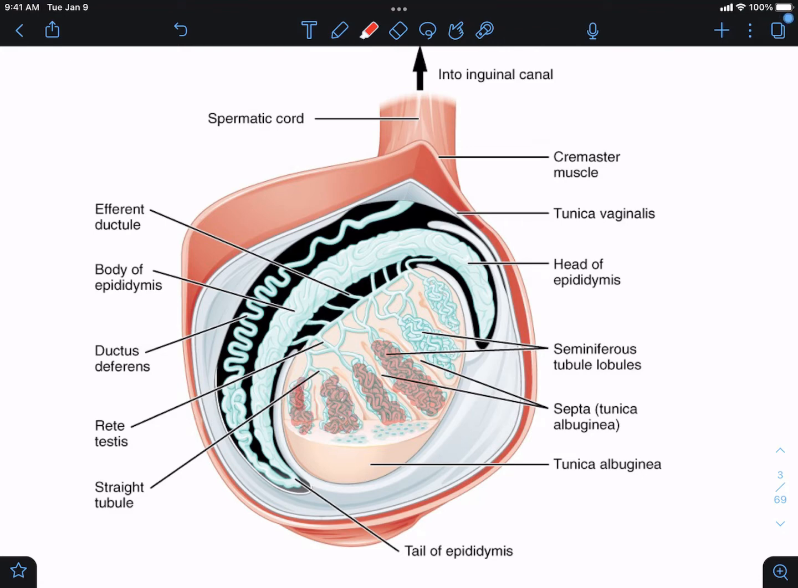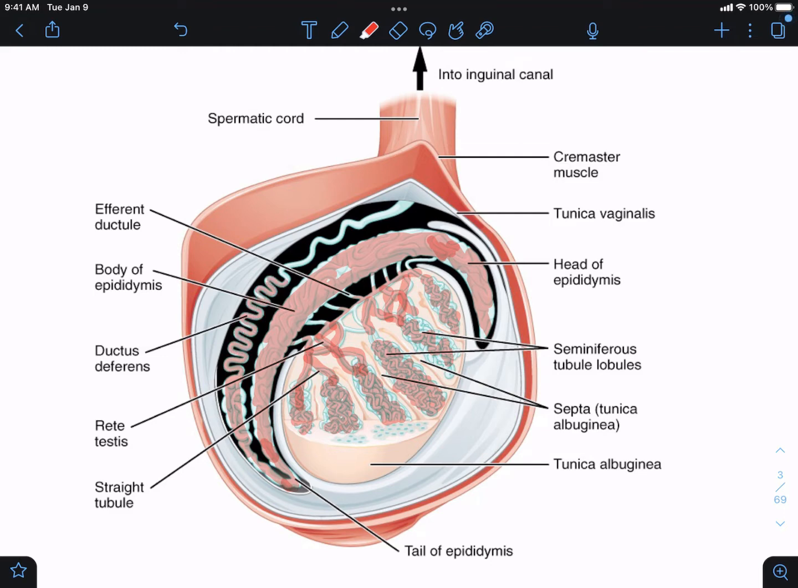And then you'll notice that each of these are going to join into these ducts here, which will ultimately merge, carry the developing sperm up into the epididymis. So you've got the head of the epididymis, which is this structure right here, and that head of the epididymis is going to collect the sperm as it develops. And then it's going to join the tail of the epididymis. It takes a turn here. And then we're going to go up into our ductus deferens, which is another word for the vas deferens.